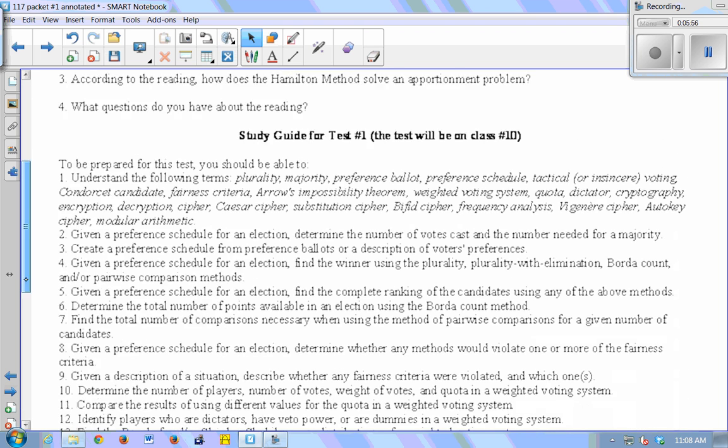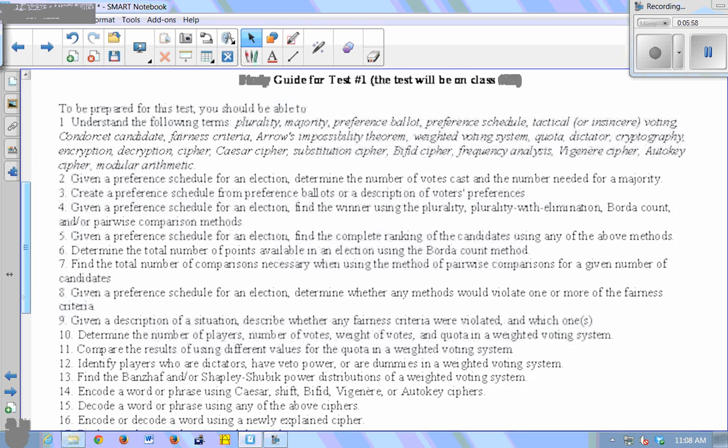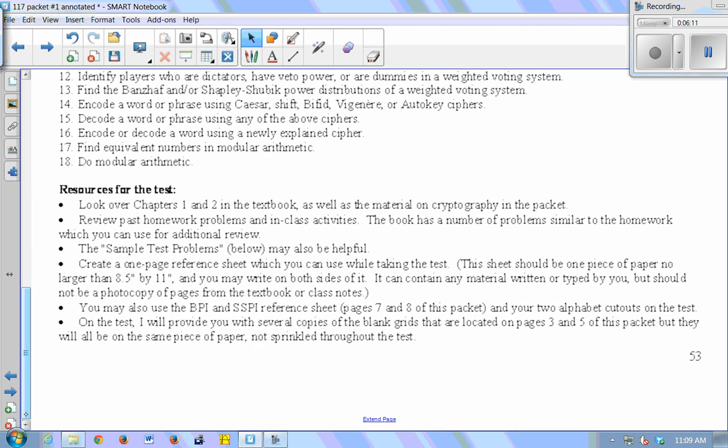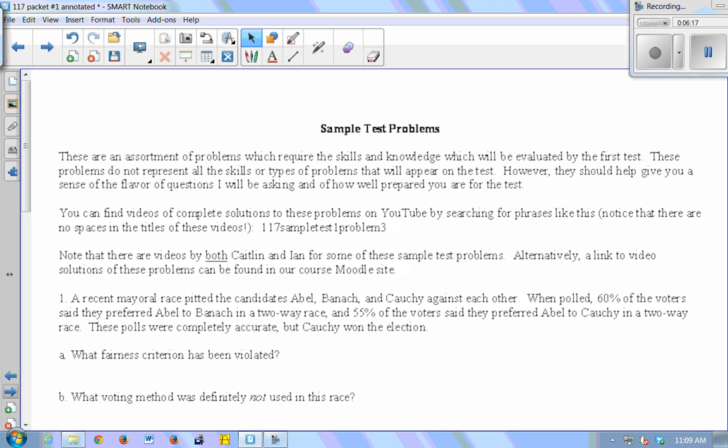So at the end of your packet is this study guide for test 1. And I've given much more specifics about what you need to be able to do well on the test. Just this big list here. Again, I wrote out the resources for the test. And then there's some sample test problems.